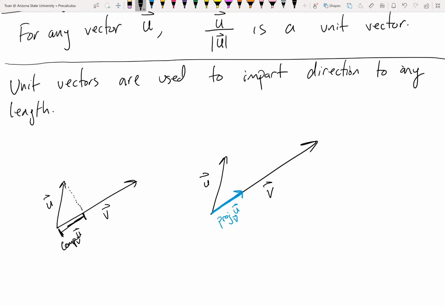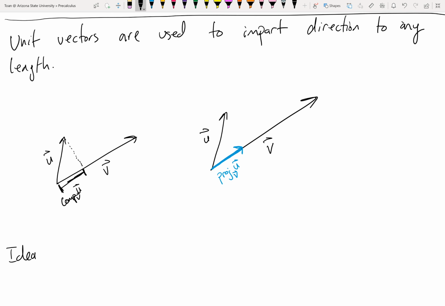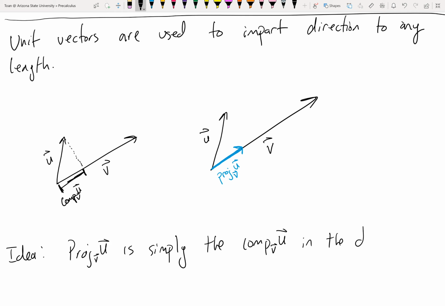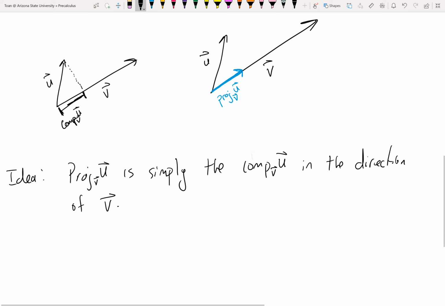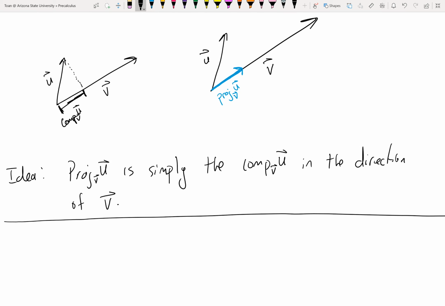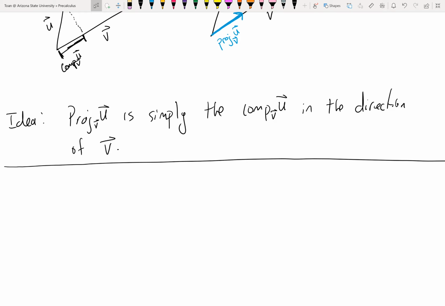So the idea is that the projection of u onto v, it's the same notation, is simply the component of u onto v in the direction of vector v. That's the main idea. So that is our dilemma. How do I impart v's direction onto the component? What do you know? That's the job of a unit vector. So here is the idea, and here's the formula.